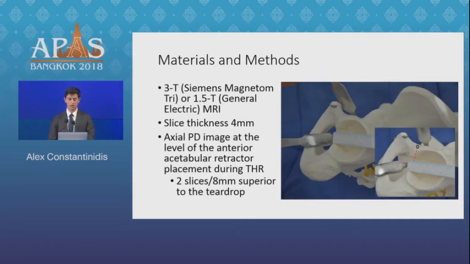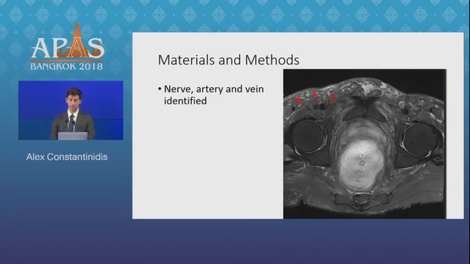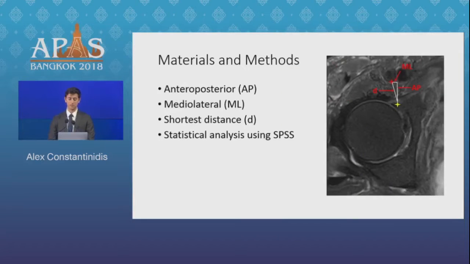Our institution used either a 3 Tesla or a 1.5 Tesla MRI scanner with standard slice thicknesses of 4 millimeters. What we did was we looked at the axial proton density images at the level of the anterior acetabular retractor placement during total hip replacement, and we standardized this by looking at 2 slices, i.e. 8 millimeters superior to the teardrop. Then looking at the scan, we identified the nerve, the artery and the vein, and then calculated some distances. So we looked at the anteroposterior distance, the mediolateral distance and the shortest distance. And we used SPSS for our statistical analysis.